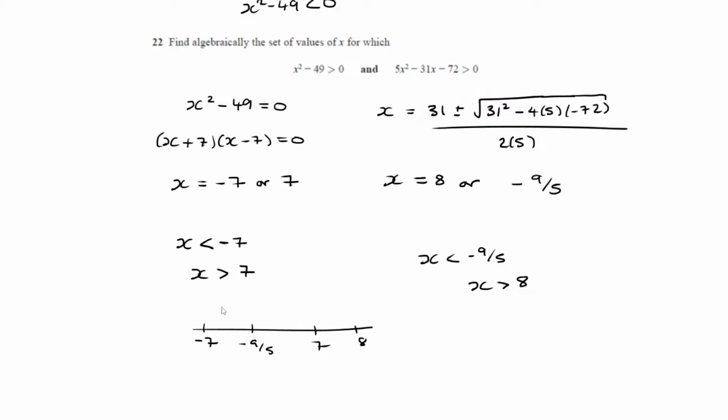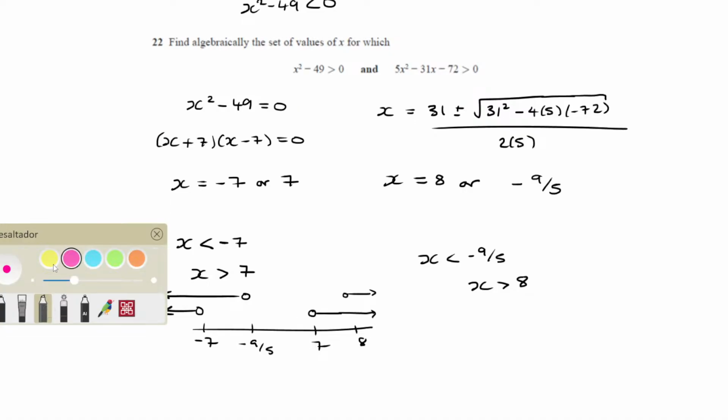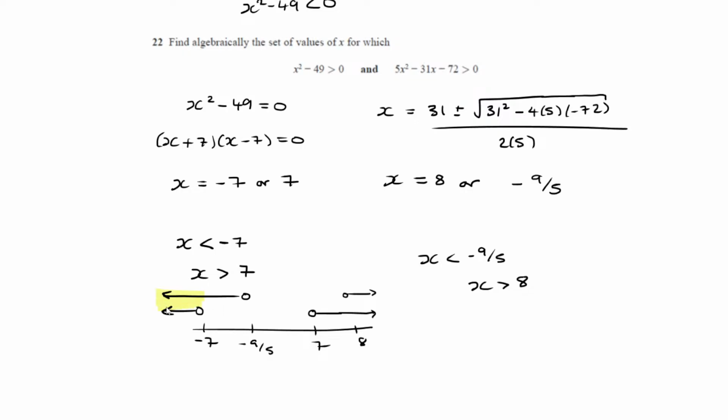So for this first one, you've got something that looks a bit like this, isn't it? If I were to draw it. And then for the second one, it's like this, and then like this. Let me just extend that one. And then I would just see where they overlap. And so what I mean by that is, if I get my highlighter, you see how they both overlap the -7, but then they both overlap the 8.